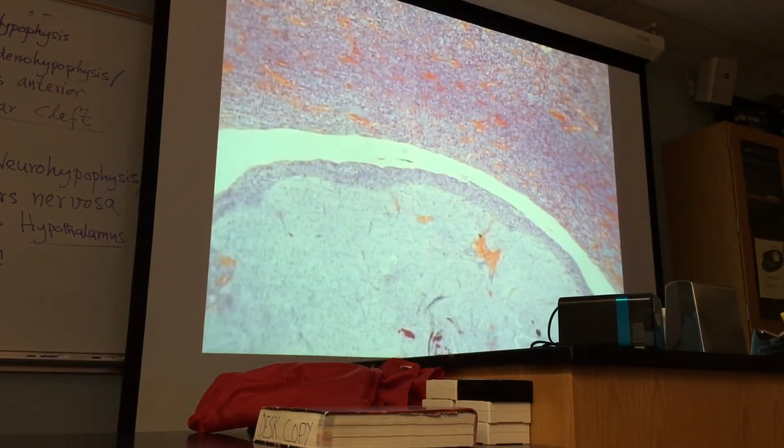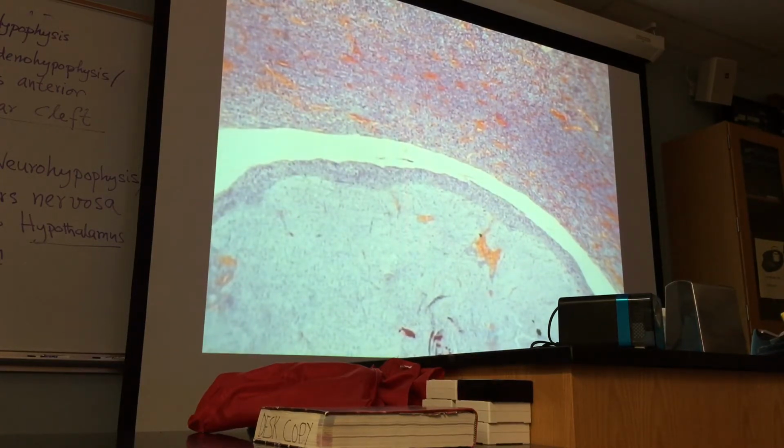The unmistakable intraglandular cleft. Can you see that? This portion, this is glandular, anterior pituitary. This is nervous, posterior pituitary. And what is this? Pars intermedia. Pars intermedia.